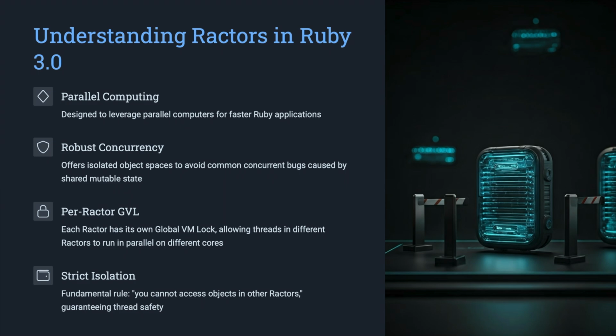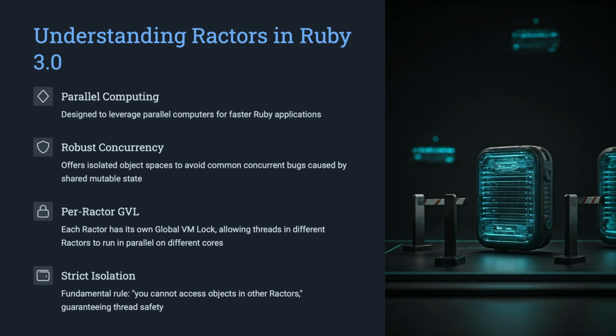Use the hardware properly. But there was another angle, too. Which was robustness. Avoiding those classic nasty concurrency bugs, race conditions and things like that. Precisely. And the key feature for that robustness is this idea of isolated object spaces. Like walls between the Ractors. Kind of, yeah. The basic rule is that from inside one Ractor, you cannot just reach in and fiddle with objects living inside another Ractor. So no shared mutable state, that classic problem. That's the target. By preventing different parallel bits of code from modifying the same data simultaneously, you eliminate a whole class of really hard-to-debug concurrency issues. It's about safety. Got it.